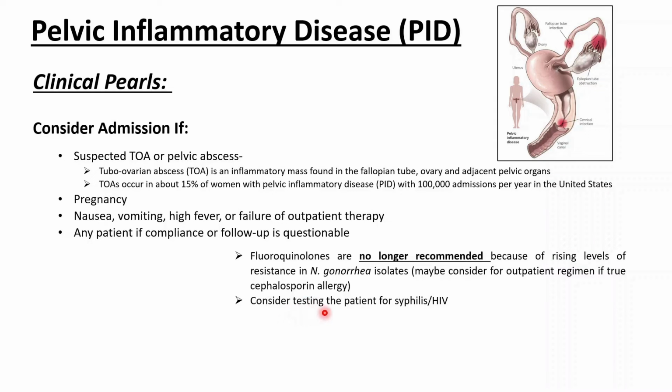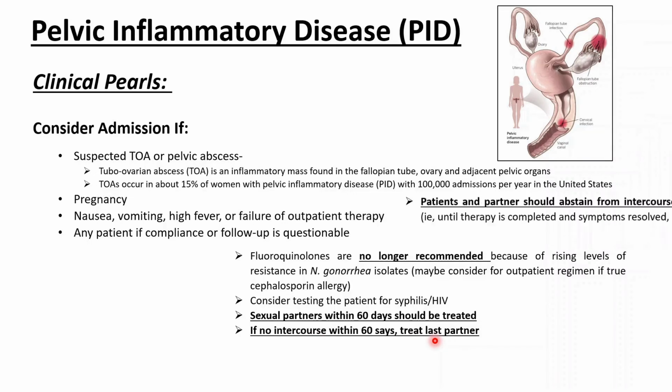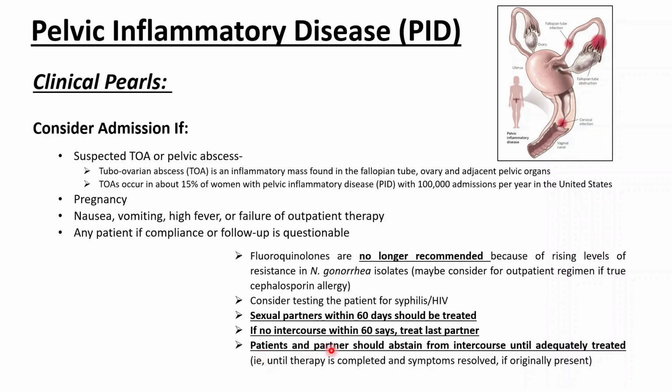Clinicians could consider testing the patient for syphilis or HIV. Sexual partners within 60 days should be treated. If no intercourse within 60 days, treat the last partner. Both the patient and the partner should abstain from intercourse until adequately treated. For example, until therapy is completed and symptoms are resolved.